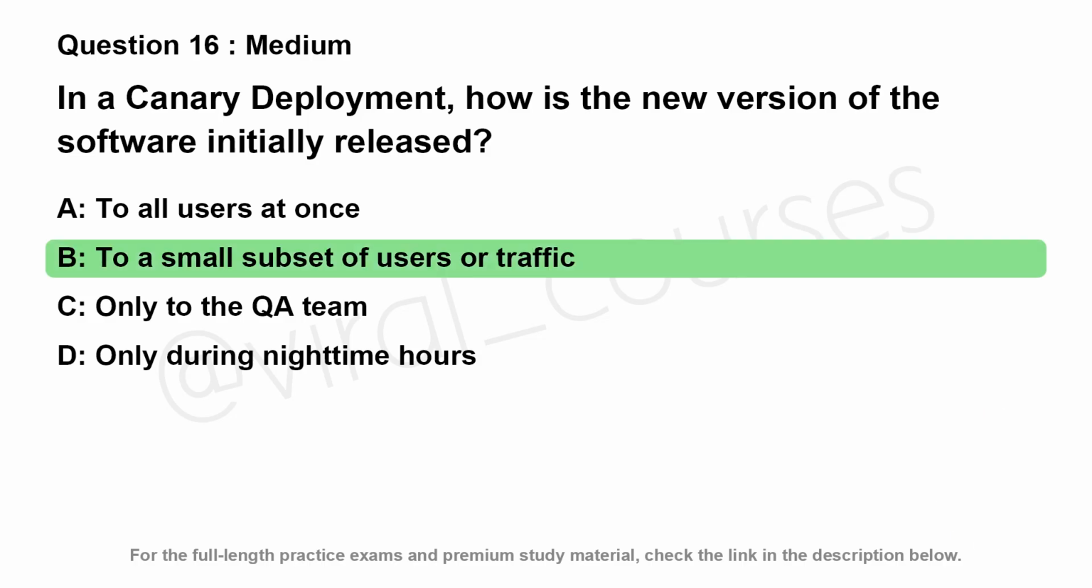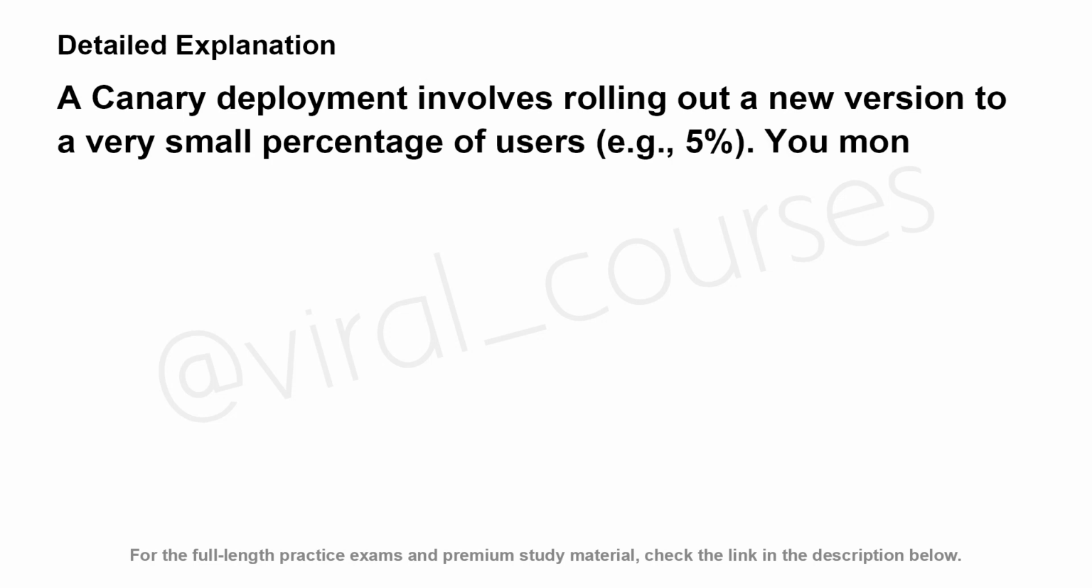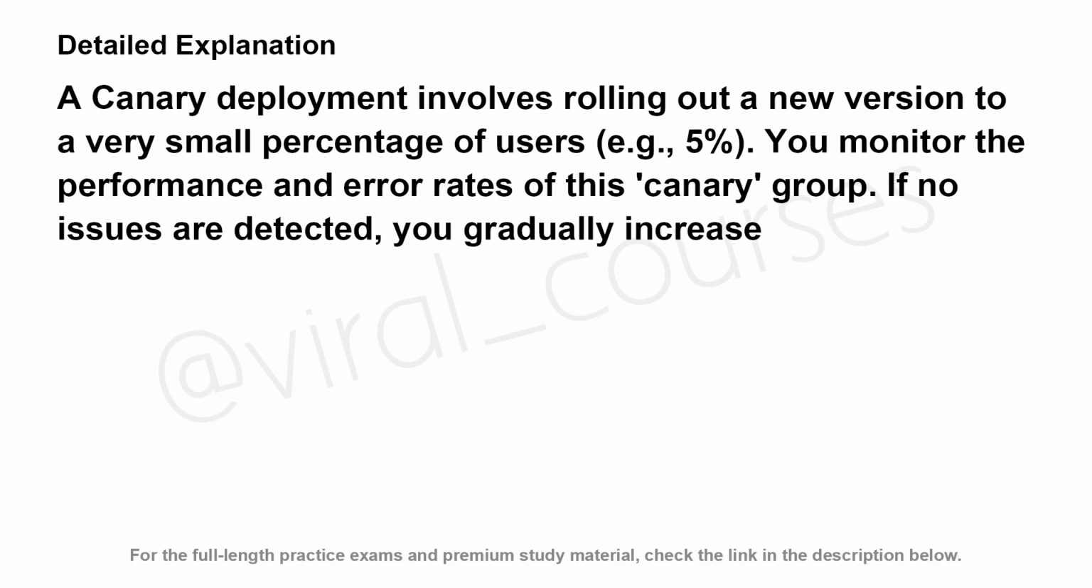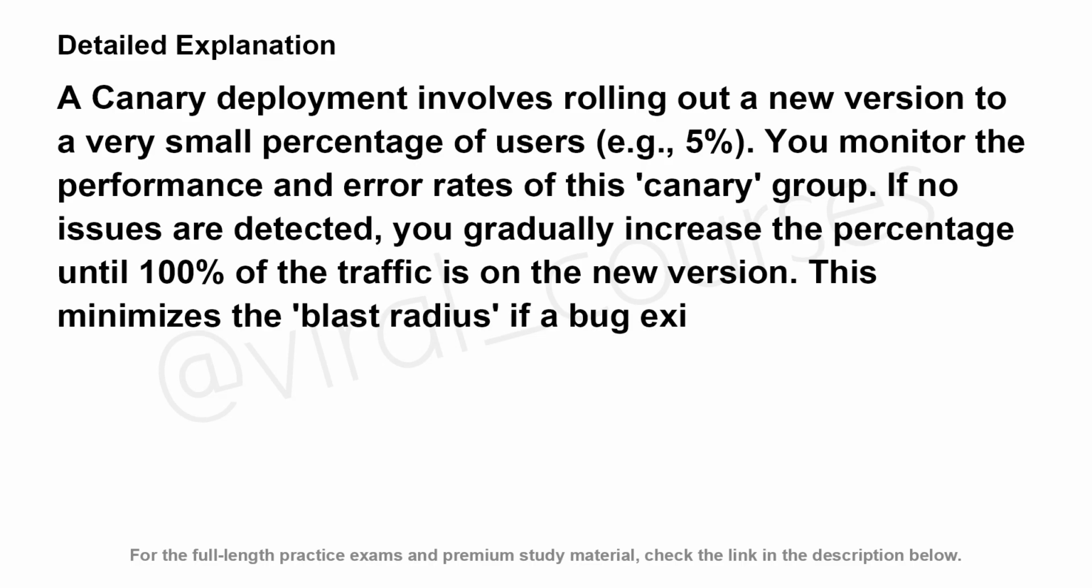The correct answer is B. A canary deployment involves rolling out a new version to a very small percentage of users, e.g., 5%. You monitor the performance and error rates of this canary group. If no issues are detected, you gradually increase the percentage until 100% of the traffic is on the new version. This minimizes the blast radius if a bug exists in the new code.